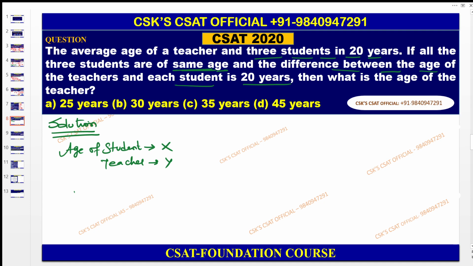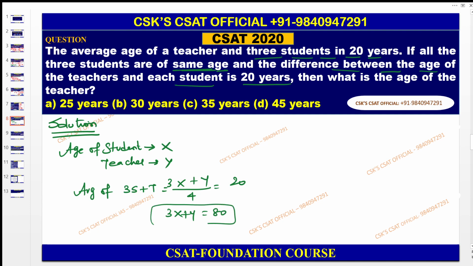Now it clearly says the average of 3 students plus a teacher. So 3 students, right? 1 student here is X, so therefore it becomes 3X. Teacher is Y, so total people here is 4. That average is nothing but 20. So now read it carefully. Now cross multiply: 3X plus Y is equal to 80. Keep this data here as equation number 1.